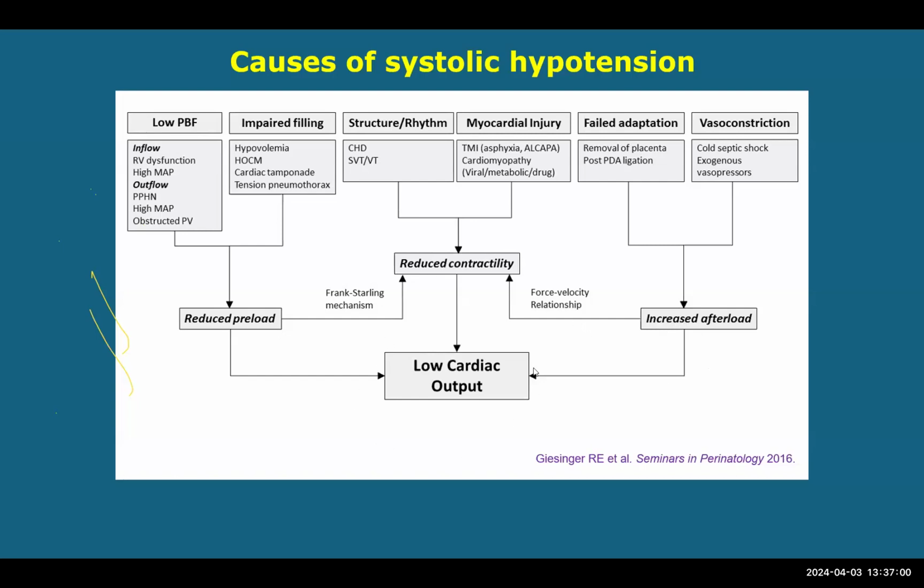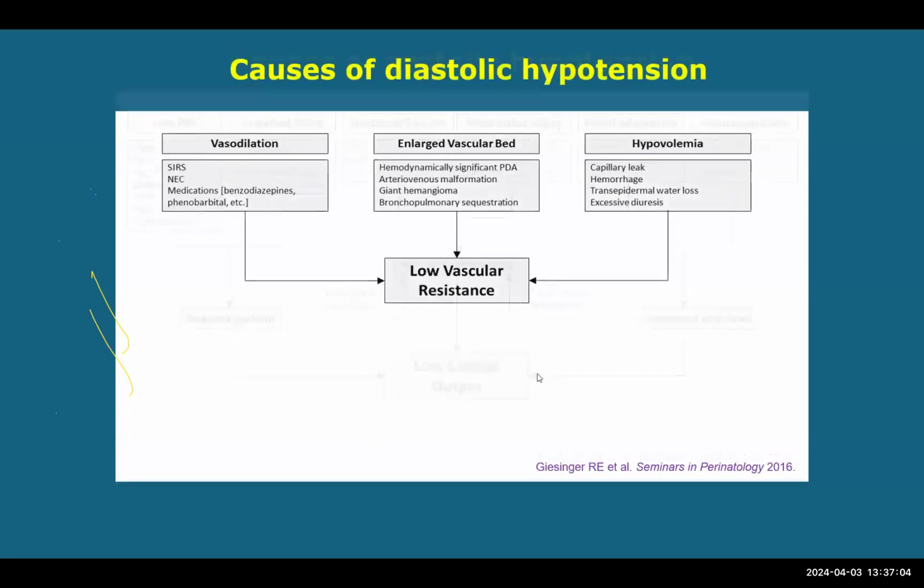Think about what the potential pathophysiology is in your baby's low diastolic blood pressure. When diastolic blood pressure is low in tiny babies, worry about an enlarged vascular bed, such as a big PDA. Worry about sepsis and the systemic inflammatory response, as we mentioned, causing vasodilatation. And of course, hypovolemia can be secondary to capillary leak or significant fluid loss.